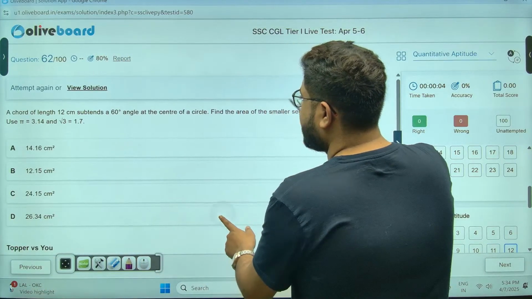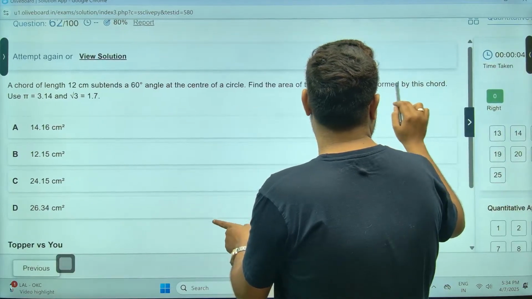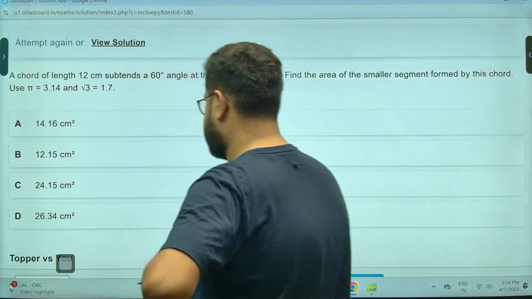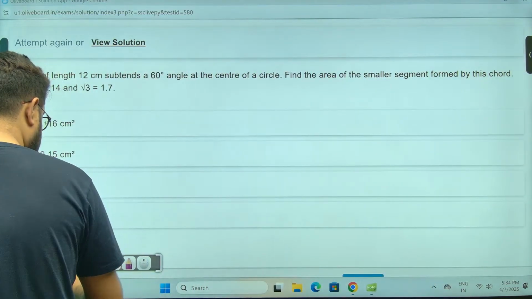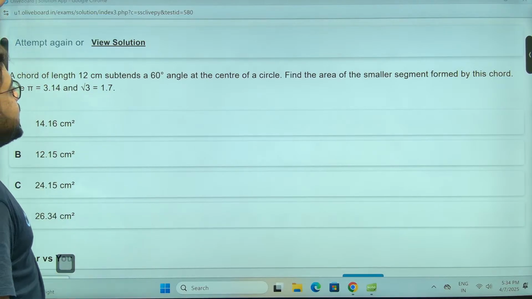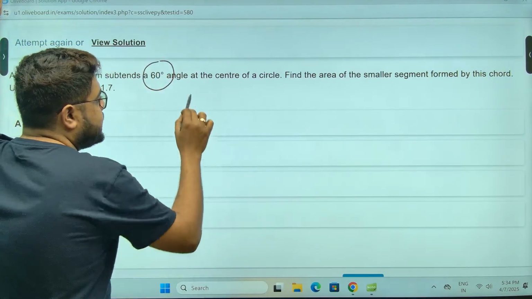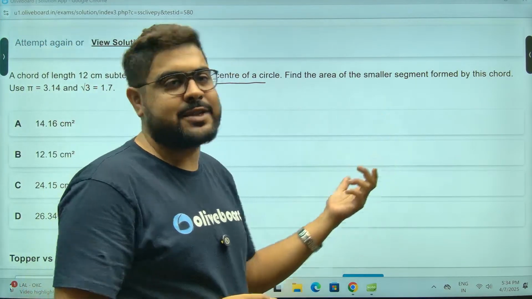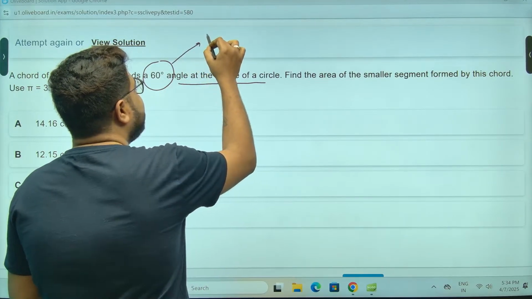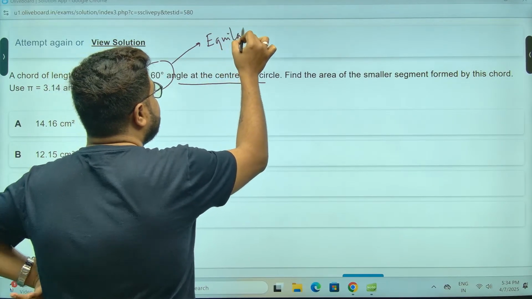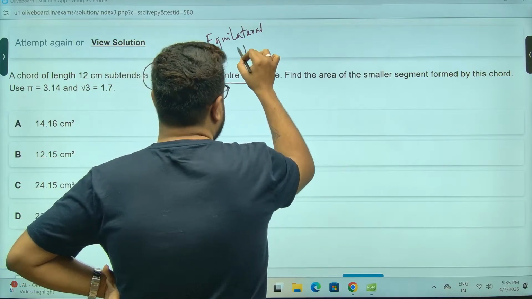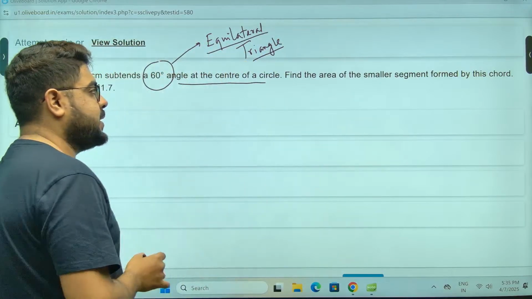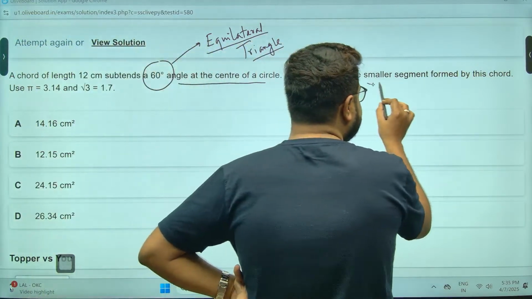Next one, sir. A chord of length 12 centimeters subtends a 60-degree angle at the center of the circle. Okay. 60-degree angle means, always remember, if you practice enough, these things will come. This will be an equilateral triangle. Visualize, you will get the answer. Like I'll show you, don't worry. For those who are not getting it, I'll show you. Find the area of the smaller segment formed by this chord.